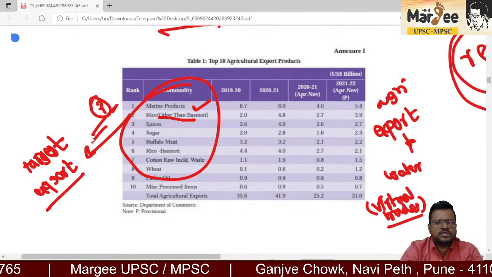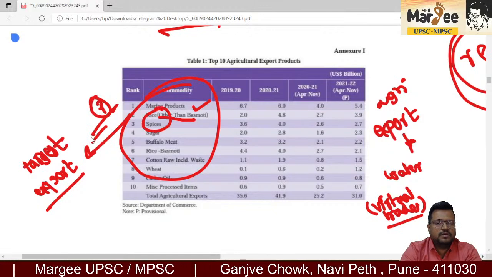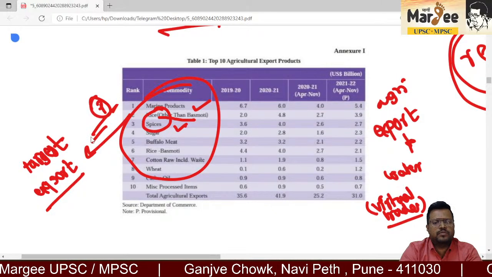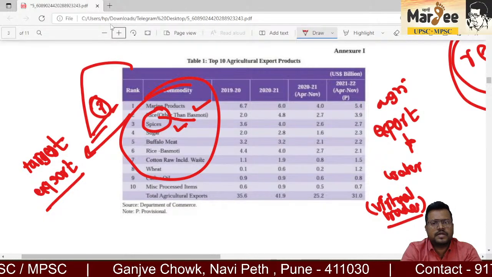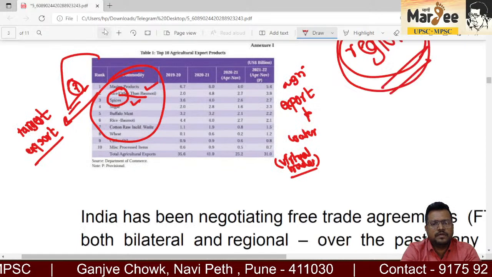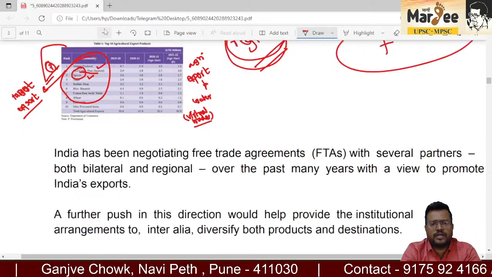Third in the export is spices. Fourth is sugar. Fifth is buffalo meat. So these are the few stats related to exports that are beneficial for your preliminary examination.